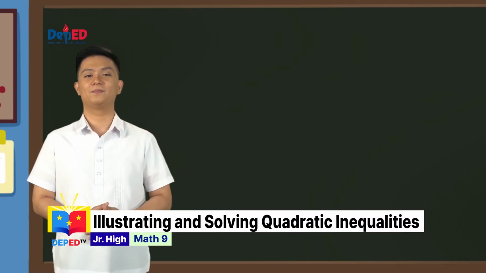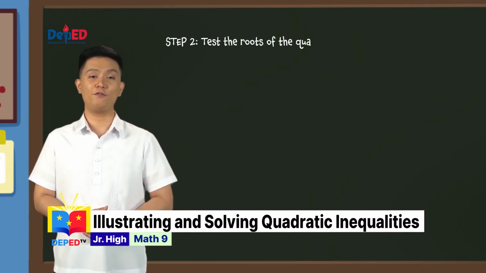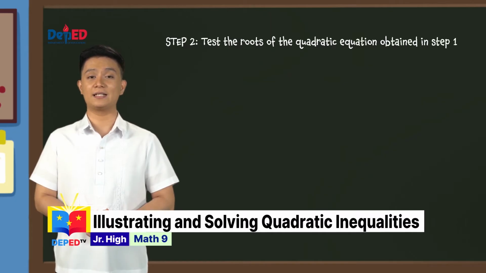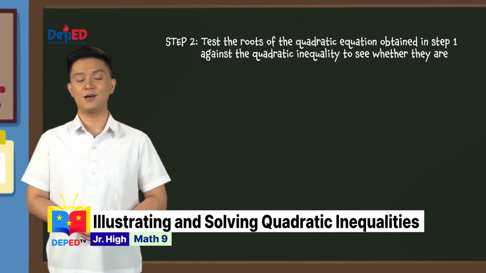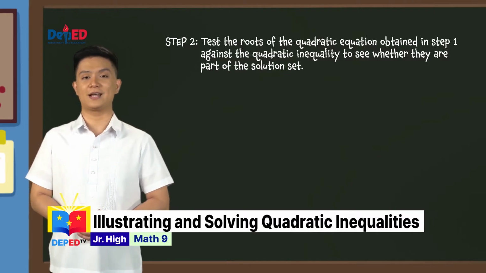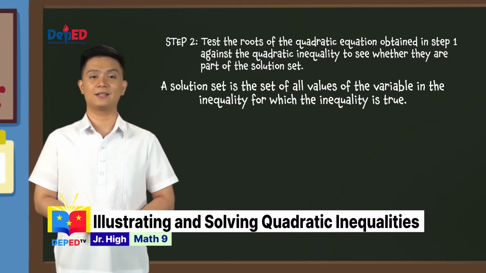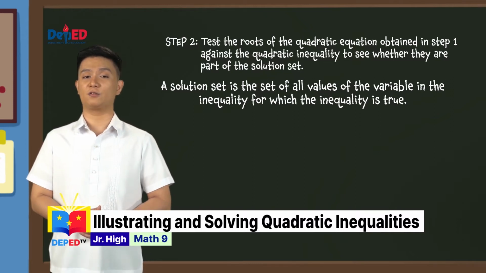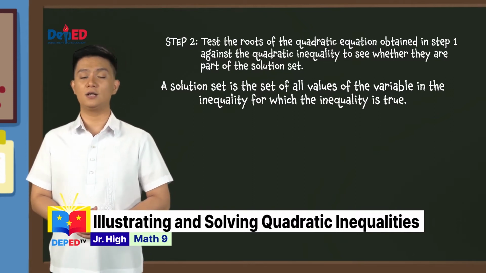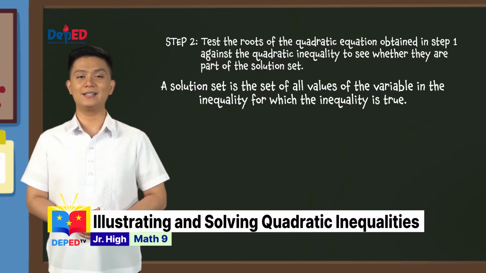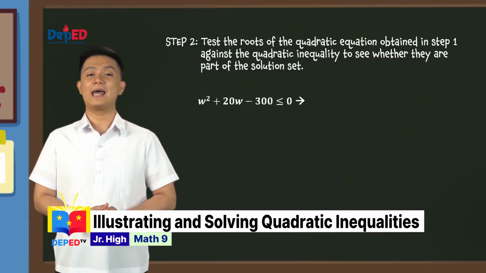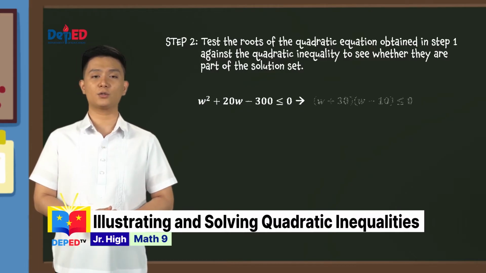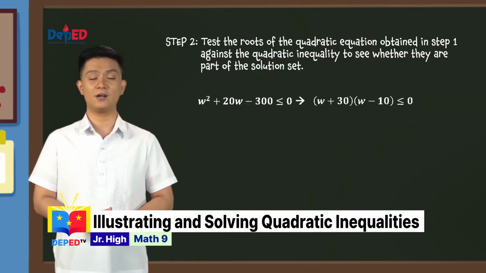Step 2. Test the roots of the quadratic equation obtained in step 1 against the quadratic inequality to see whether they are part of the solution set. A solution set is the set of all values of the variable in the inequality for which the inequality is true. Let's express the polynomial in the quadratic inequality in its factored form, which was shown earlier in step 1.